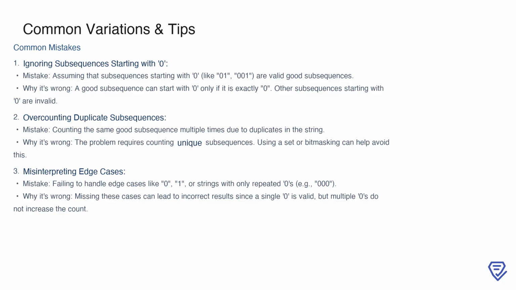To avoid this, you can use techniques like maintaining a set or leveraging bitmasking to ensure only unique subsequences are considered. Lastly, edge cases are often misinterpreted. For example, strings like 0, 1, or those with only repeated zeros, such as 000, need special attention. While a single 0 is valid, repeated zeros don't add to the count because they don't create new unique subsequences. Proper handling of these cases ensures your solution is accurate and robust.